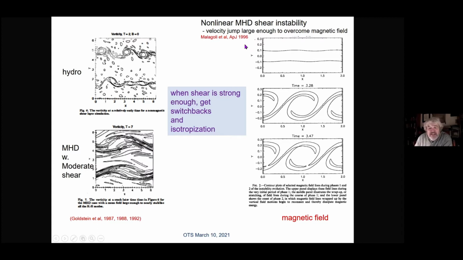In '96, Bob Rosner and Malagoli et al. published a nice paper showing how the magnetic field, these are magnetic field lines now, in a case where you do exceed this minimal shear intensity velocity jump, large velocity jumps that can actually produce complete roll-ups and reversals of the magnetic field. So when the shear is strong enough, you can get isotropization and switchbacks, in the sense that the initial unidirectional magnetic field actually on occasion bends back in a 180-degree reversal.